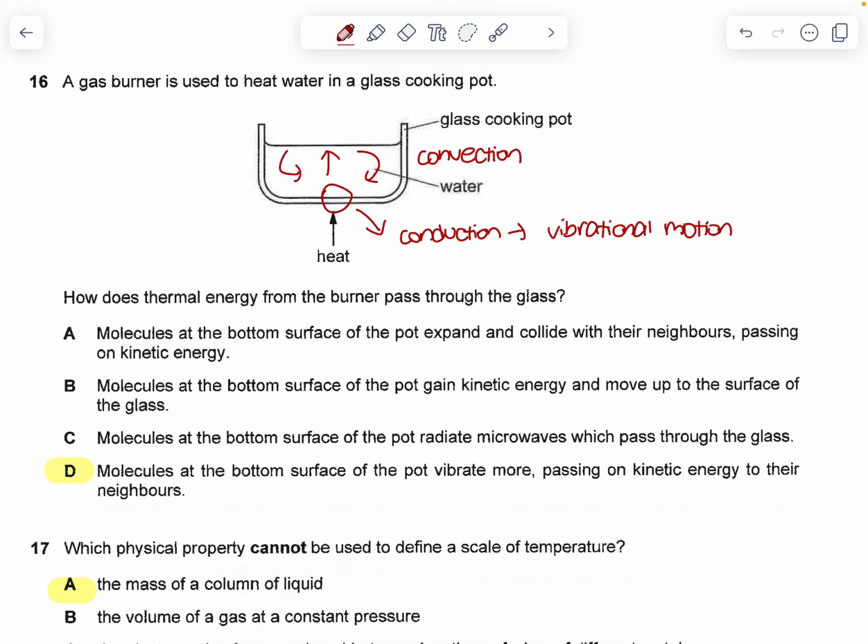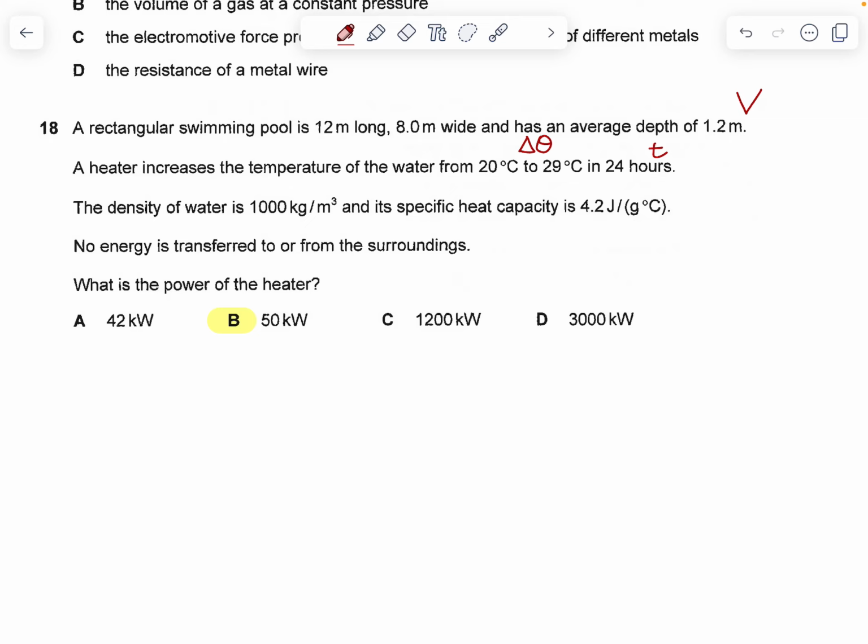Question 18. A regular swimming pool is 12 meters long, 8 meters wide, and has an average depth of 1.2 meters. This will actually give us the volume. A heater increases the temperature of water from 20 to 29 degrees. So this is delta theta, which is a change in temperature in 24 hours, time t. The density of water is given. The specific heat capacity is 4.2, small c. No energy is transferred or lost to the surroundings. Now they're asking what is the power?